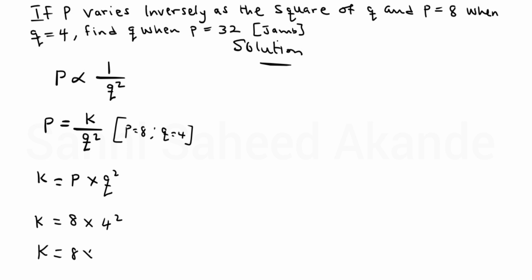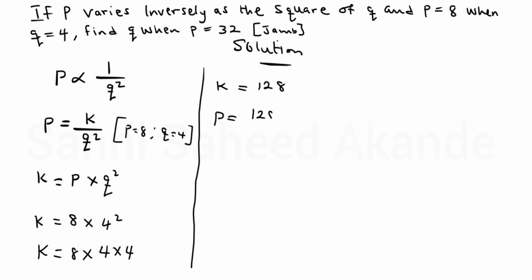So k is equal to 8 times 4 squared, which means 4 times 4. Multiplying all of this together, we get the value of k to be equal to 128. Is that understood? Let's now write the relationship between p and q. The relationship will be p is equal to k, which is 128, divided by q squared. So this is the relationship between p and q.